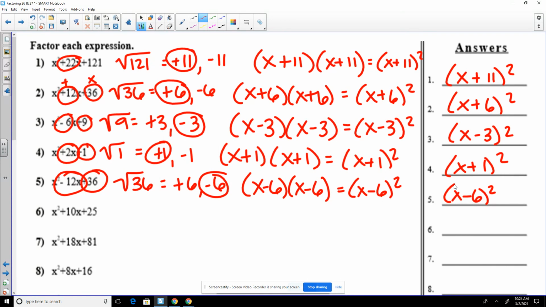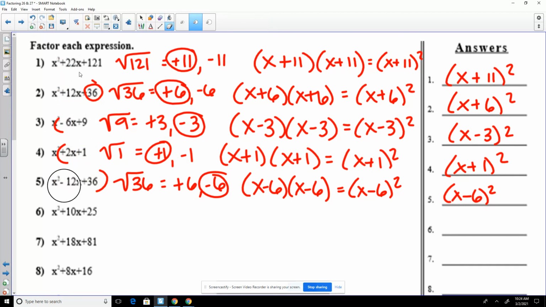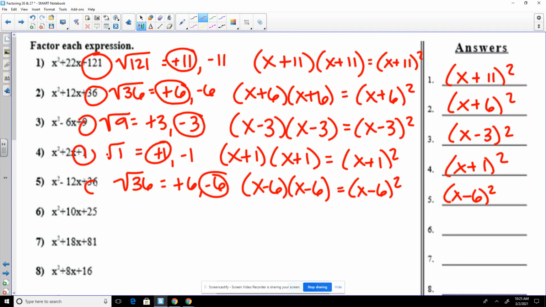Okay, so that is the perfect root. The way that you recognize perfect squares is if that last term in your trinomial is a perfect square: 121, 36, 9, 1. If you can take the root of that third term, and you double the root number to get the middle number, you add to get that middle number, that means it's a perfect square.